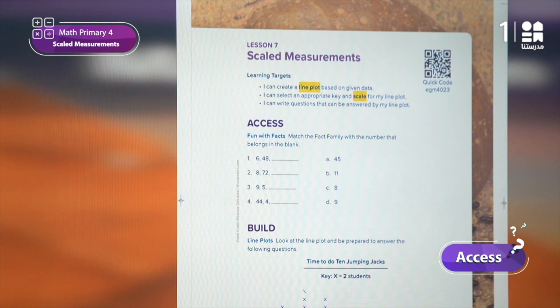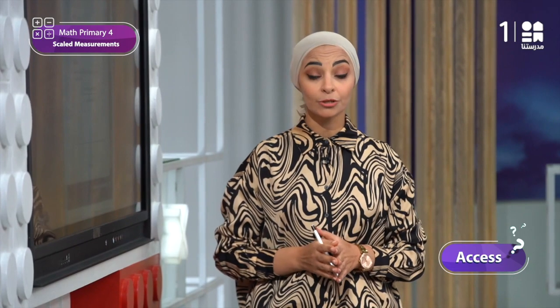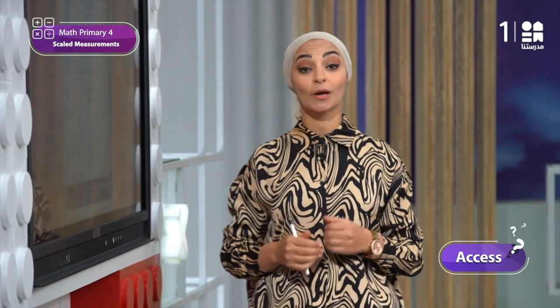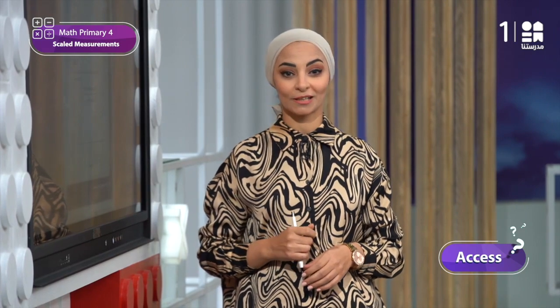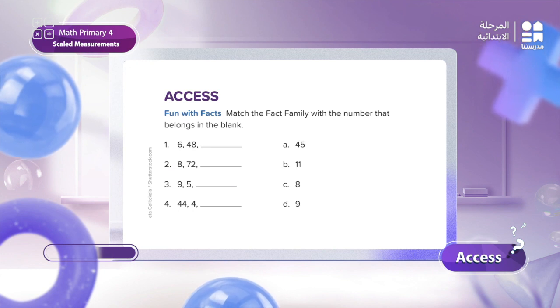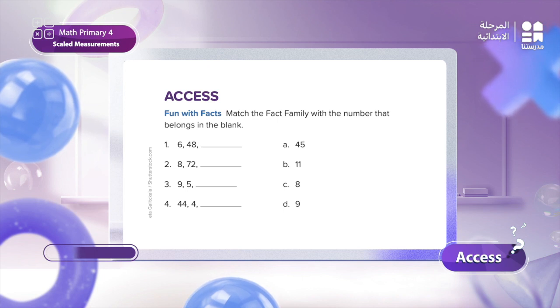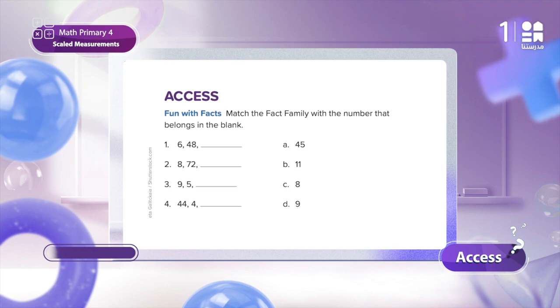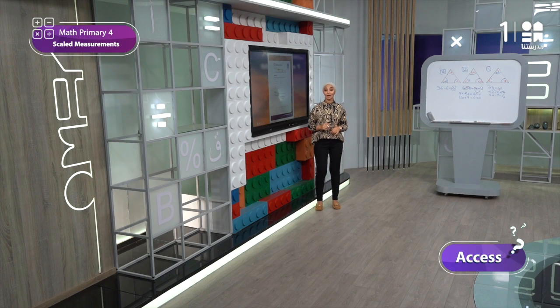Let's see. I'll give you some time to match the numbers, and after you finish, we will review together the results of this matching. And now, after you have finished, let's review the answers all together.